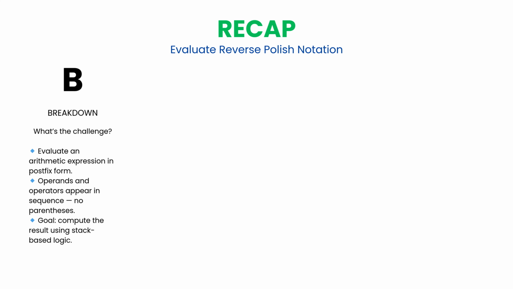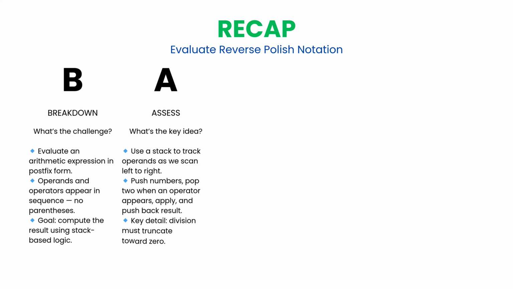Conceptually, it's about understanding how stacks mirror computation order in a structured, step-by-step way. The beauty of RPN lies in its simplicity. As we scan tokens left to right, numbers are pushed onto a stack. When we hit an operator, we pop the top two numbers, apply the operation, and push the result back. No need for parentheses or operator precedence tables. The key detail: ensure division behaves like real integer truncation toward 0.